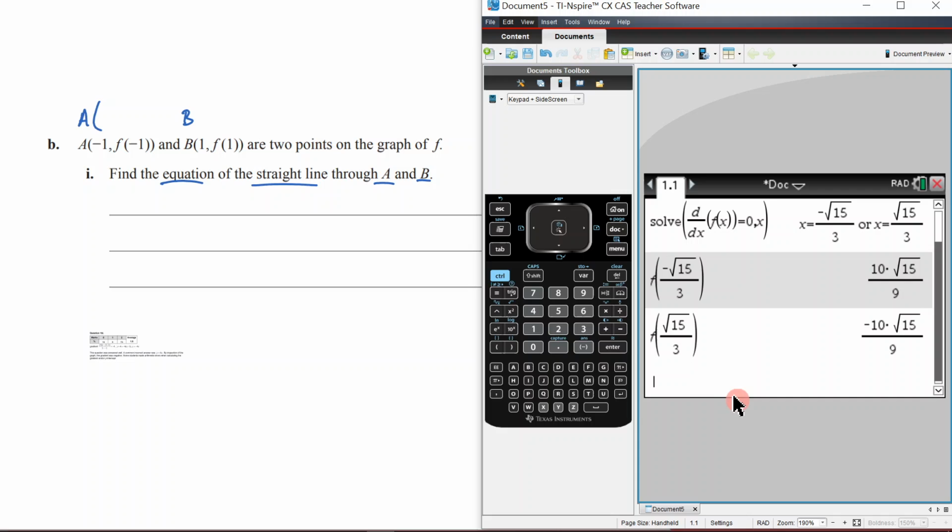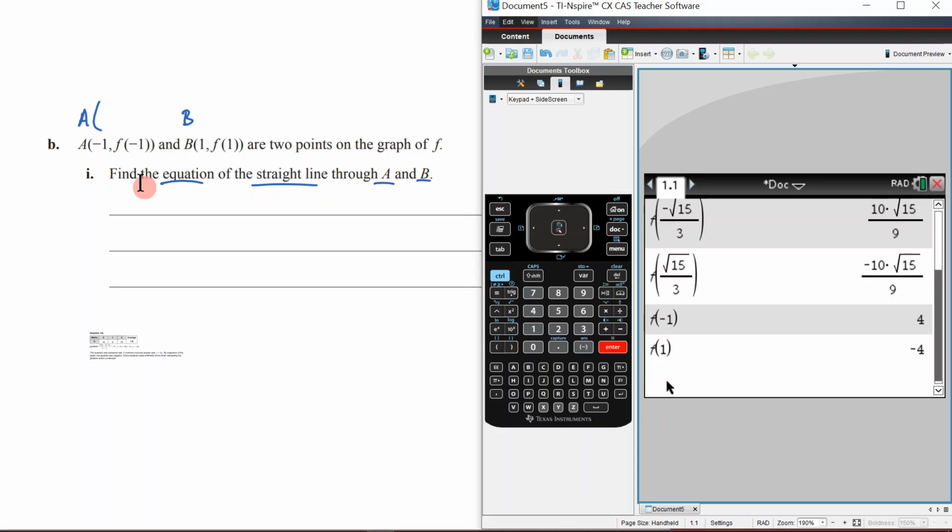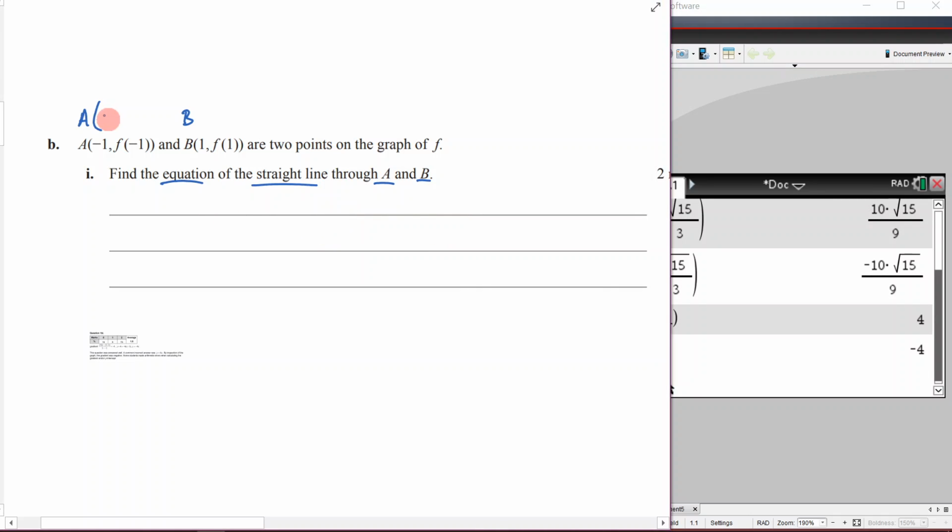And that's pretty easy to find. What we're going to do is go f of, now my A has an x value of -1, so if I put -1 into it, I'm going to get out 4, and so too with my B. B has an x value of +1, so if I put that in, I get -4 out. So that means A is going to be (-1, 4), and B is going to be (1, -4). So just make sure you don't make any mistakes with that.